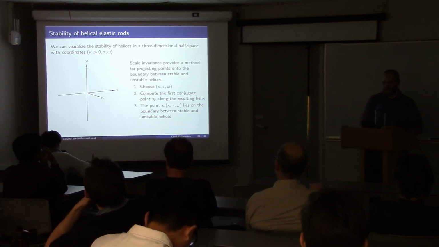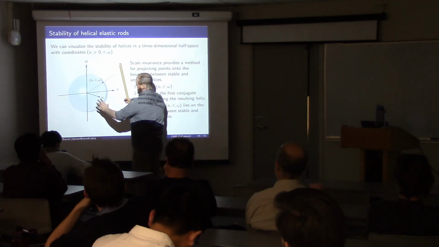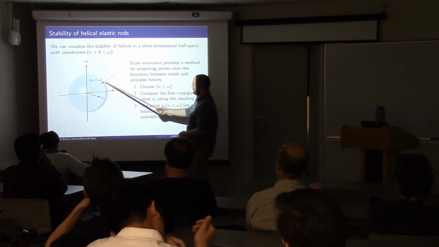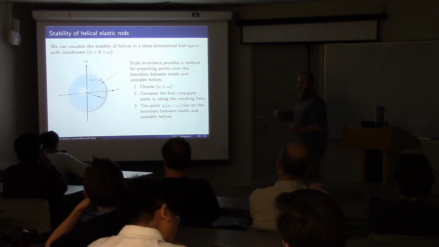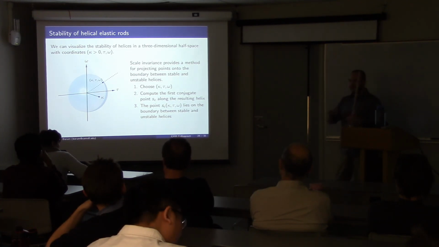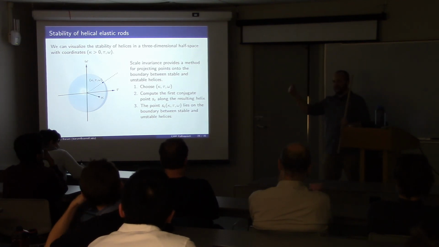Here's how we're going to do that. Let's say that I take a ball, or a half ball, because kappa has to be positive, and I pick a point on that half ball. So I pick a kappa, tau, and omega. I'm going to find the helical shape that corresponds to those values of curvature, torsion, and twist. But I'm not going to stop computing those equations at a length of 1. So far we've always talked about rods that have length 1. We're going to let the length be greater if we need to. We're going to keep solving for the shape until we reach the first conjugate point, so the length at which the helix becomes unstable.